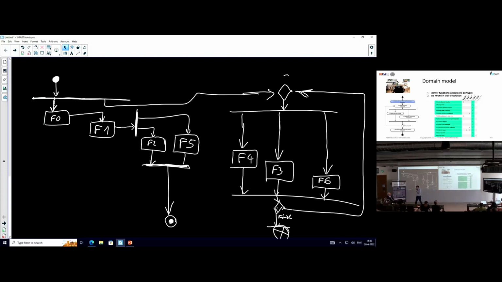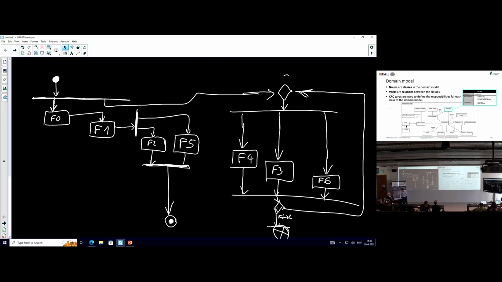So after doing that, we have more information. We look back also at the description for looking for verbs, and those represent the relationships between classes in our domain model. So I'm cheating, I'm jumping. This is the domain model for the collaborative robot.